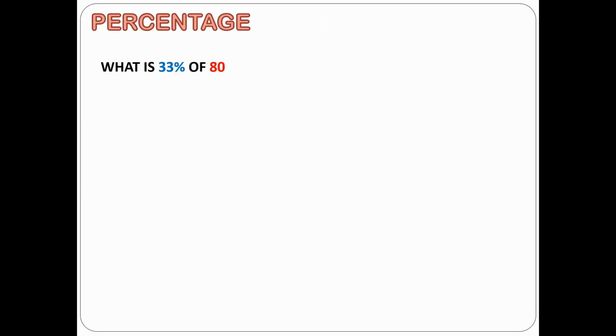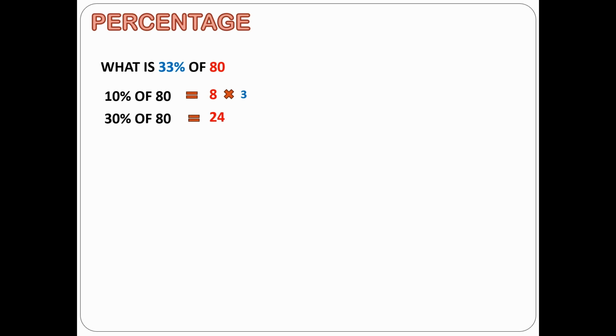What is 33% of 80? As always, I'm going to start with 10% of 80. So, 10% of 80 is 8. Now, we need to find 30% of 80. Our goal is to get up to 33%. 30% is basically 8 times 3. So, 30% of 80 is 24.